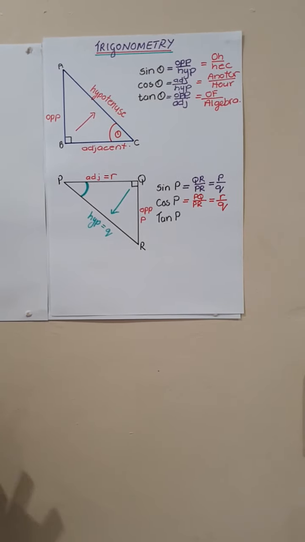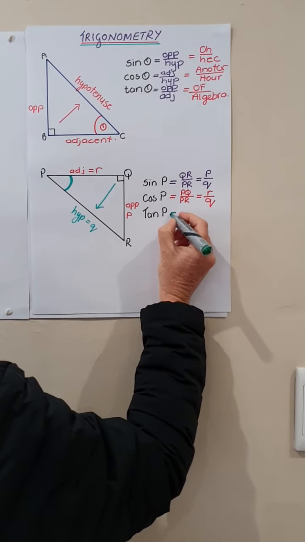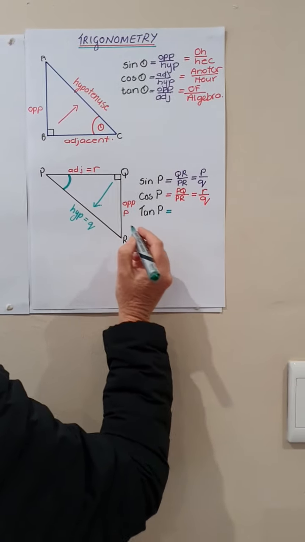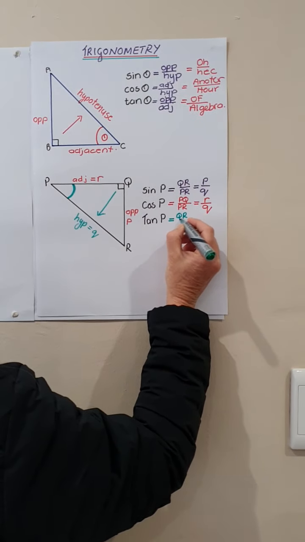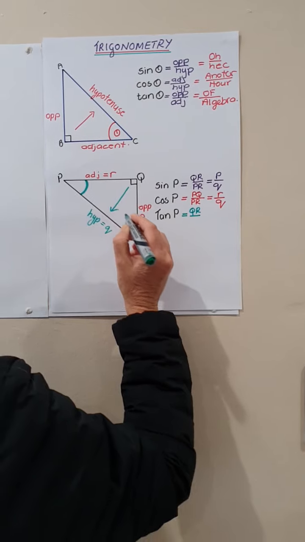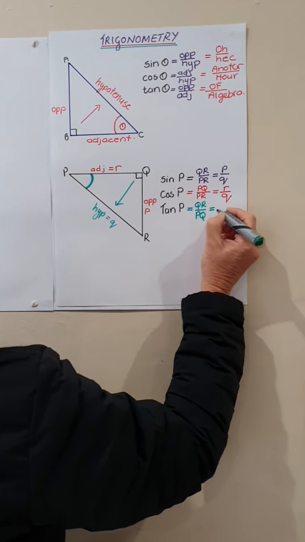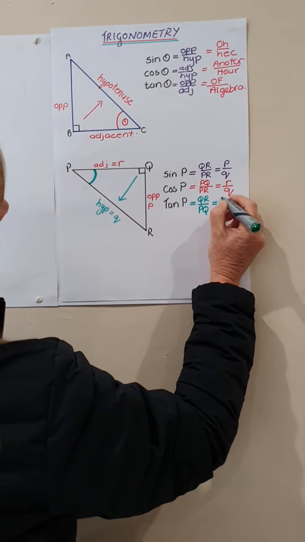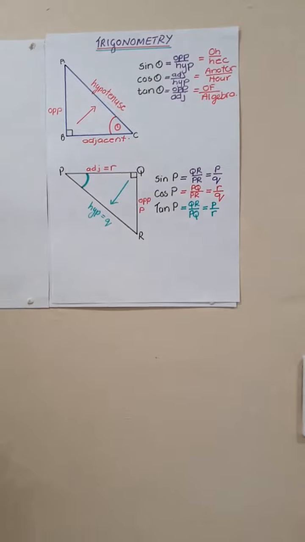I'm then going to look at the tan of P, and tan, remember, is opposite over adjacent. So my opposite is going to be QR over adjacent, which is PQ. And that is going to give me p over r. And that's all we're going to learn today.